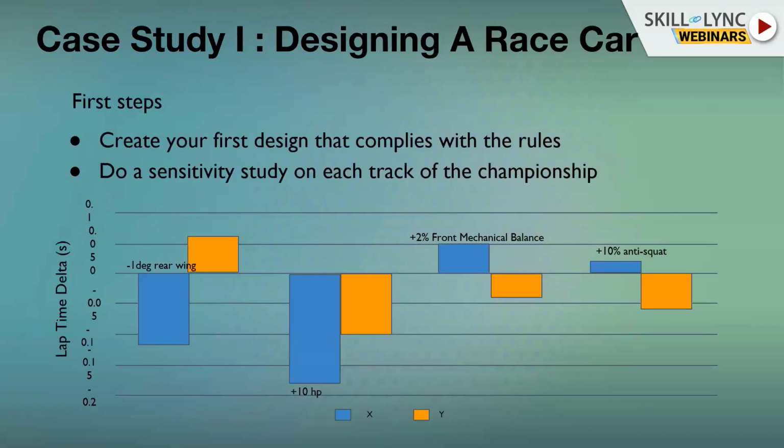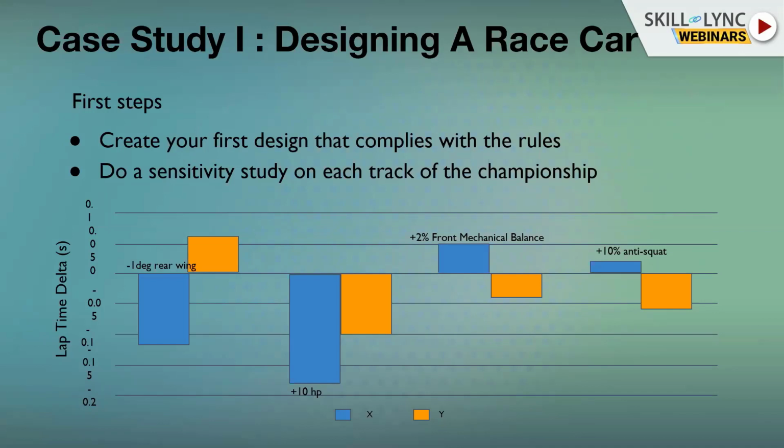So for the first case study, to explain the purpose of lap time simulation, is designing a race car. For example, I had the chance to work with Dallara in Italy, and we developed a prototype running for the 24 Hours of Le Mans. The first thing to do when you develop a car is to have some metrics. So you look at the regulation, and it gives you a design box for the car.